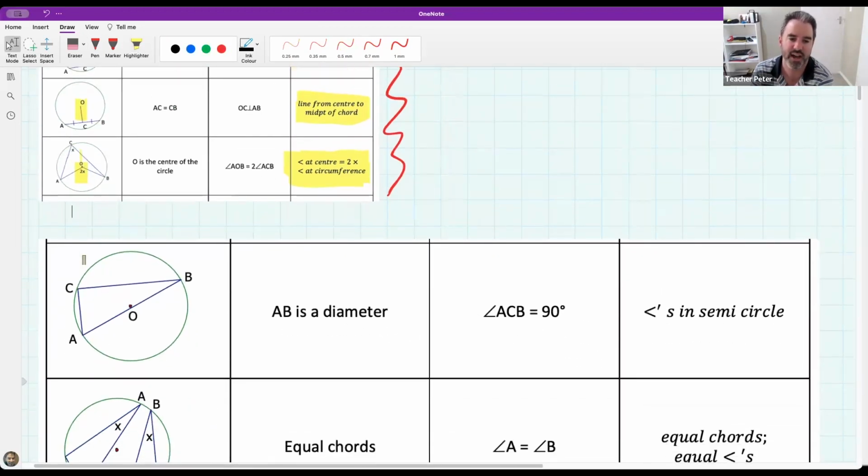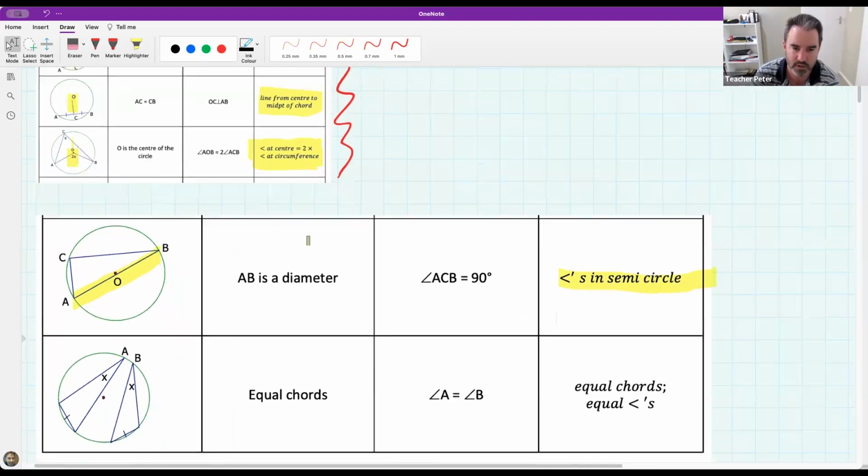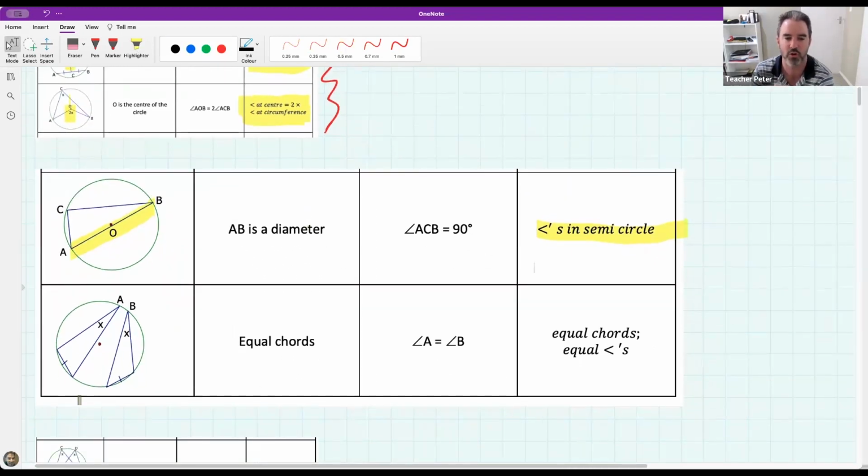Then we also had the fact that the diameter makes an angle of 90 degrees, or angles in a semicircle. That was another idea that we explored. And then we also looked at how equal chords subtend equal angles, both at the circumference and at the center. Give me a thumbs up if that looks familiar to you as facts or theorems that you need to be aware of.